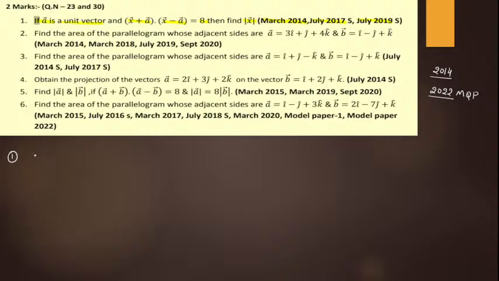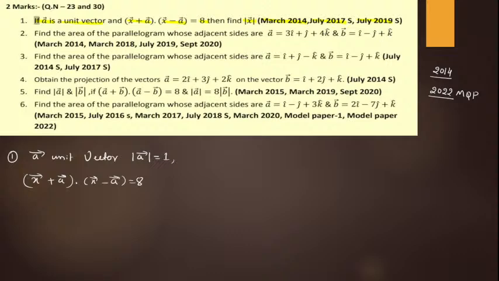Provided that vector a is a unit vector. So a unit vector is nothing but whose magnitude is equal to what? 1 unit. Therefore magnitude of a will be 1 from the data. As well as (vector x plus vector a) dot (vector x minus vector a) is equal to 8 units, they have given. Okay?